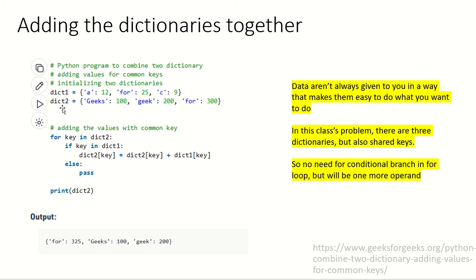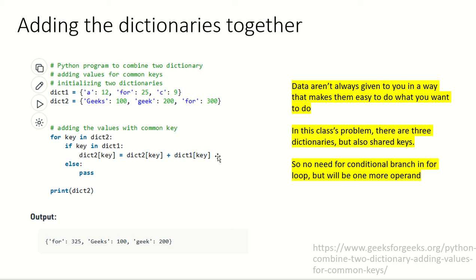All the keys are the same as in Dict2, whatever's on the left side of that assignment. Geeks and geek are the same value because those keys are not present in Dict1. But for 4, that key, which had been 300, gets incremented by 25, so the output would be 325. And now in this class's problem, there's a little bit of modification to this example. You have 3 dictionaries to add together, not 2, so you'll need another plus sign here.